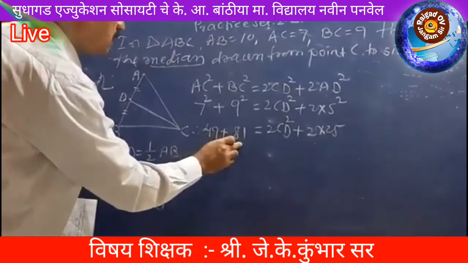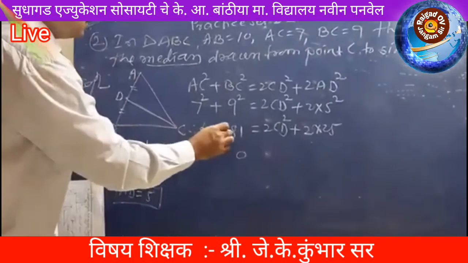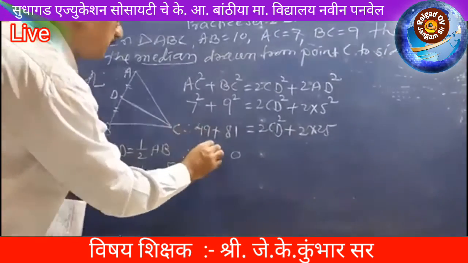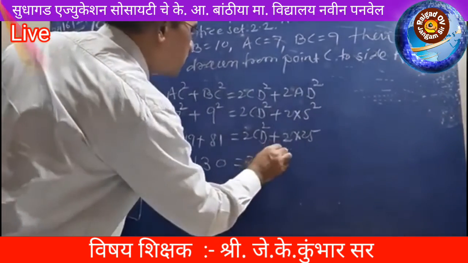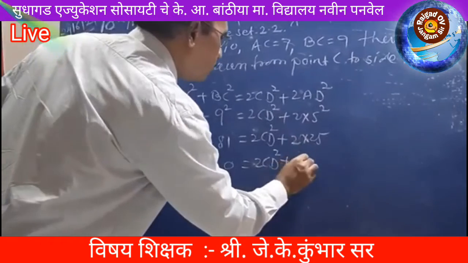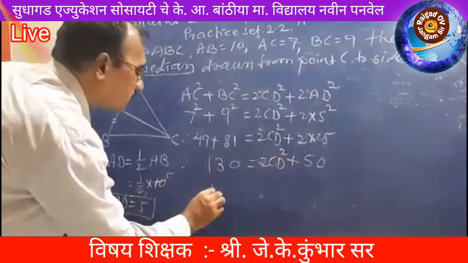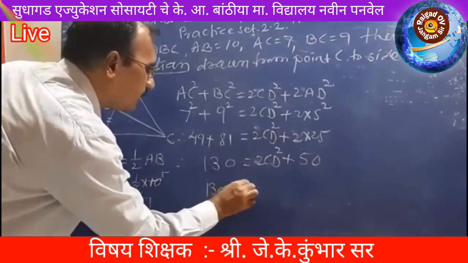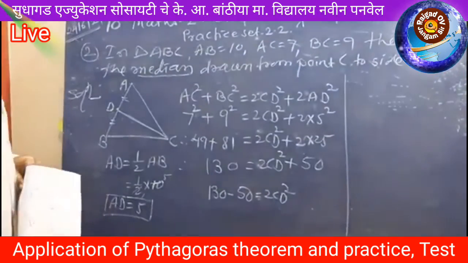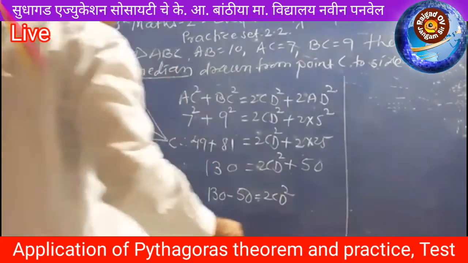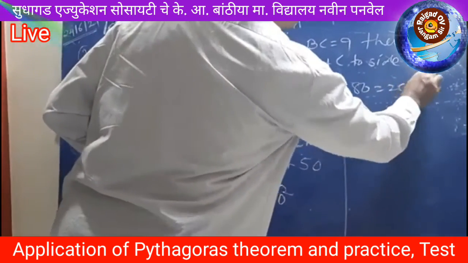Then the sum of these two numbers: 1 plus 9 is 10, carry on 1. 8 plus 1 is 9, 9 plus 4 is 13. 130 is equal to 2 CD square plus 25 2s are 50. Now take 50 on this side, it becomes minus. That means 130 minus 50 is equal to 2 CD square. 130 minus 50, 80, correct. 80 is equal to 2 CD square.